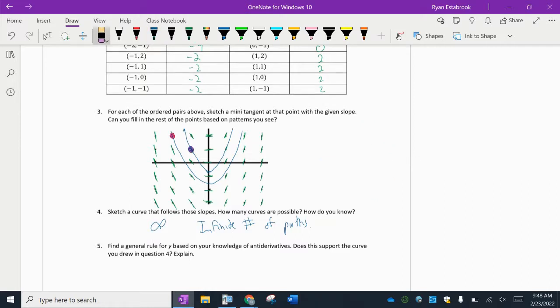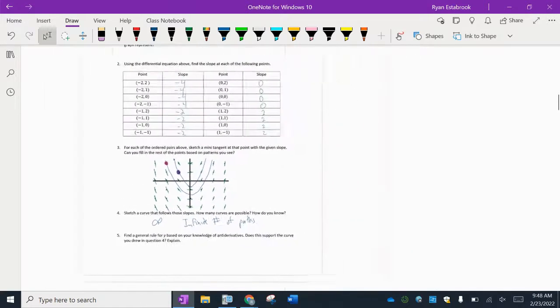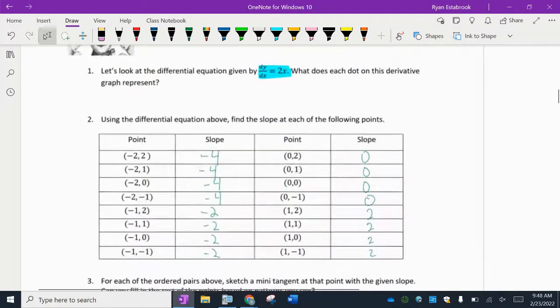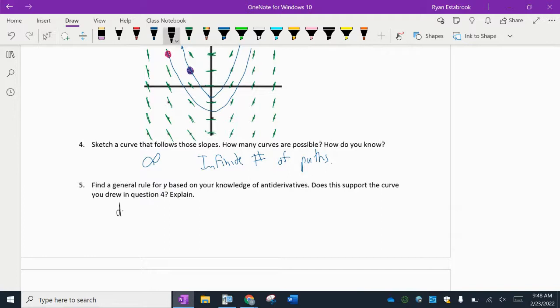What I want you guys to spend a little time here doing is number 5. It says, find a general rule for y based on your knowledge of antiderivatives. Does this support the curve you drew in question 4? In other words, at the very beginning, we had dy/dx is equal to 2x. So we're using that again. dy/dx is equal to 2x.